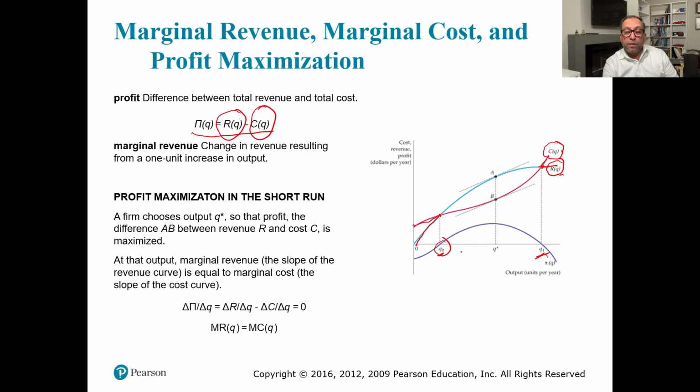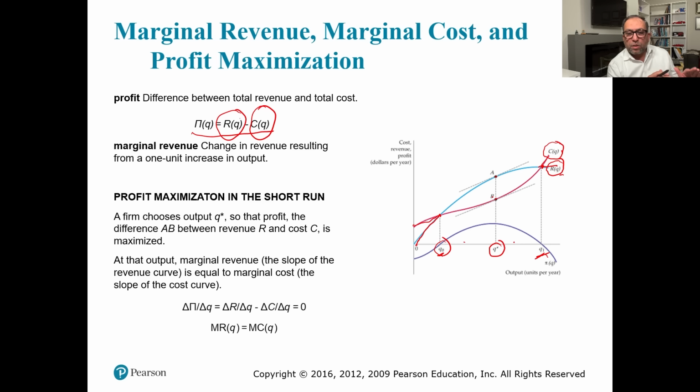Now which point should the firm operate at? Here, here, here, or here? So the ideal point, or the profit maximizing point, is this point. Why? Because if you look at the graph, this is our revenue function and this is our cost function. And A and B are the only points which create the maximum distance, or maximum difference, between the revenue and the cost.